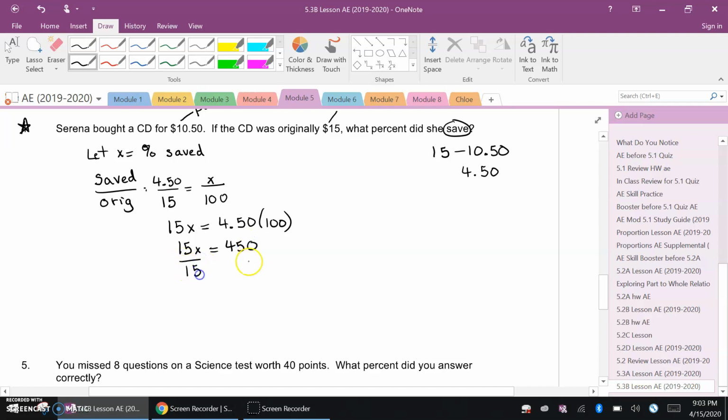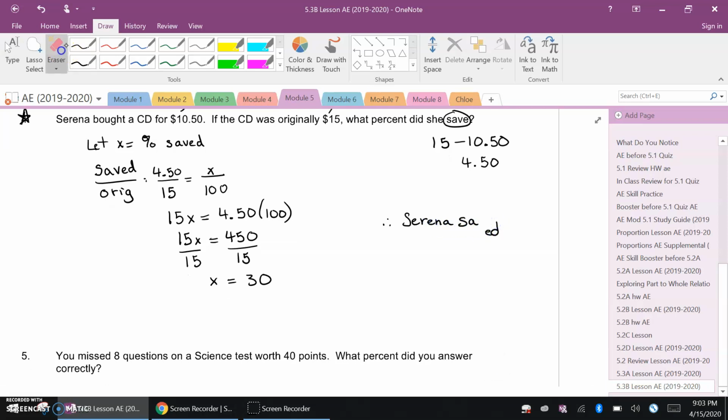And if we divide by 15, we are going to get x is 30. So that means that Serena saved 30%. Whoops. Sorry about that.